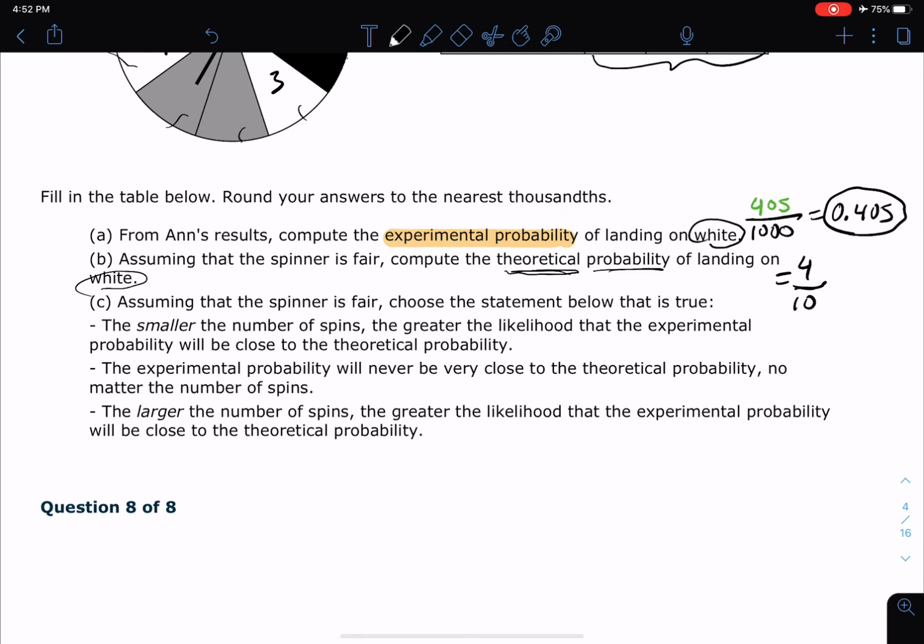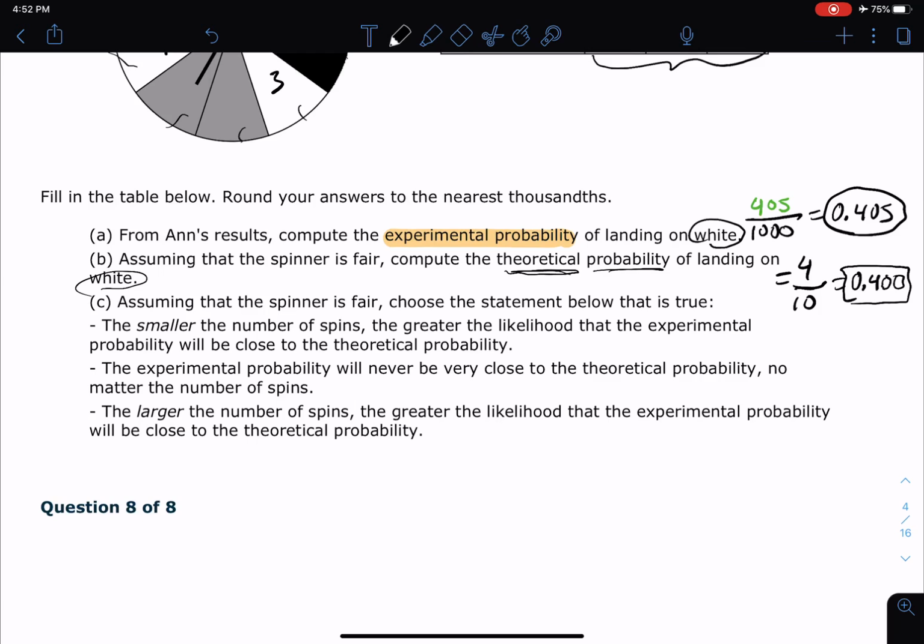That's the theoretic probability. And 4 out of 10 is 0.4. And if we want to have the same number of digits or places, it's 0.400, but it's the same as just 0.4, right? 40% or 4/10.